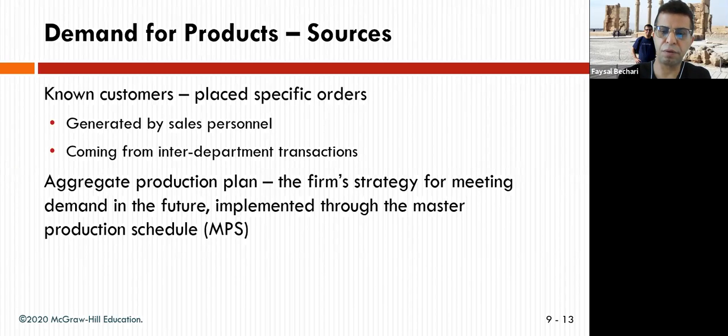Aggregate production plan, the firm strategy for meeting the demand in the future, implemented through the master production plan. So when the salespeople and marketing, especially the marketing, will forecast the demand, it will be entered to MPS, and the MPS will give the order to MRP, and the MRP will give the results saying when we're going to have these amounts ready, subtracting what we have in the warehouse. It's more complex, the more the products vary, it becomes more complicated, and you need a system to track these things.